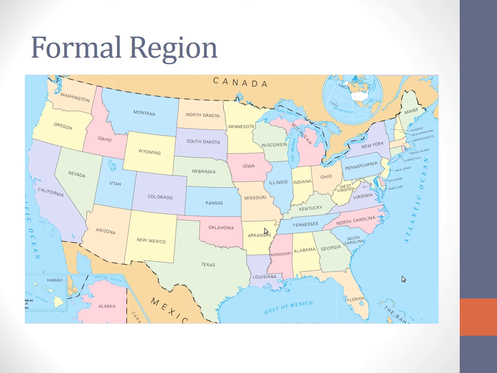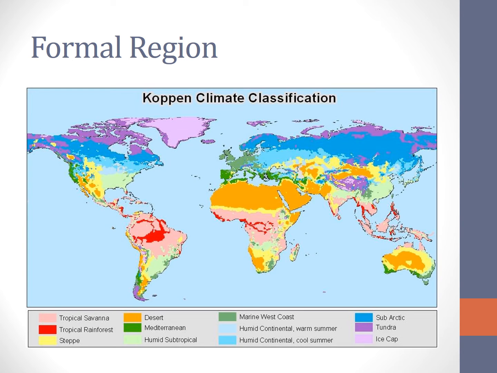A characteristic may also be predominant. For example, the North American wheat belt is a formal region in which wheat is the most commonly grown crop, but other crops are grown there as well. Generally, formal regions are made up of measurable characteristics, such as climate.